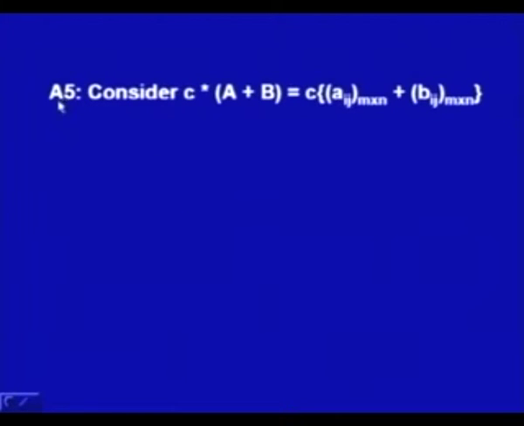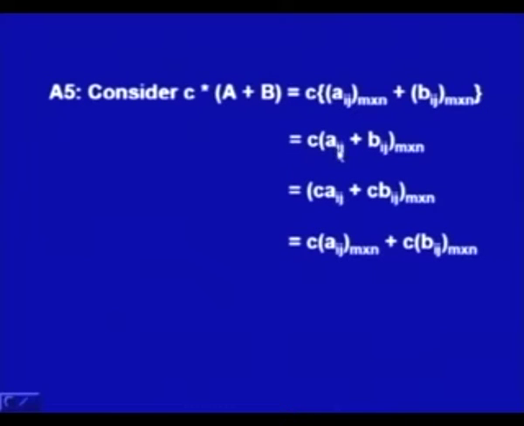The next is A5, that is, scalar multiplication is distributive over vector addition. So, we consider Aij, the ijth element of the m by n matrix A, and Bij, the ijth element of the m by n matrix B. When c is multiplied with this, let us see what will happen. C multiplied by Aij plus Bij. When we add two matrices, it is done element wise, so the ijth element of A and the ijth element of B will be added together, giving us Aij plus Bij of the m by n matrix. This is then scalar multiplied by c.